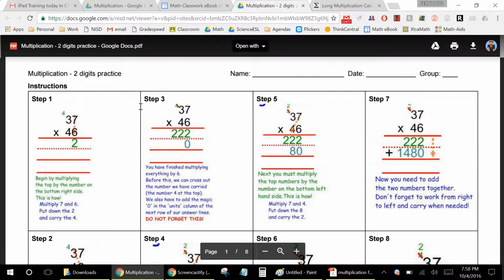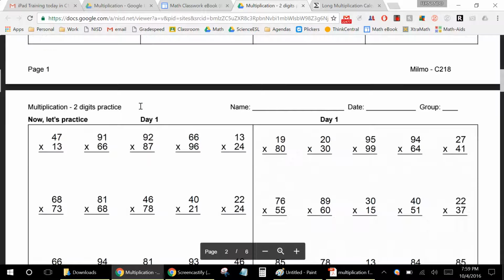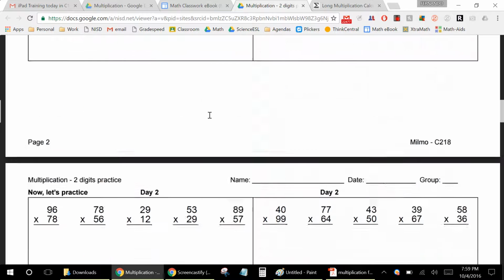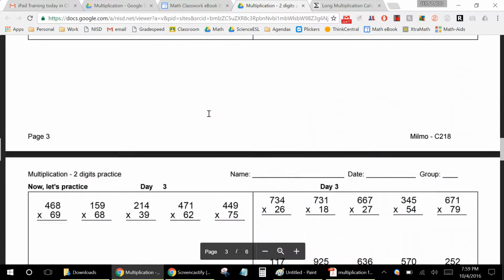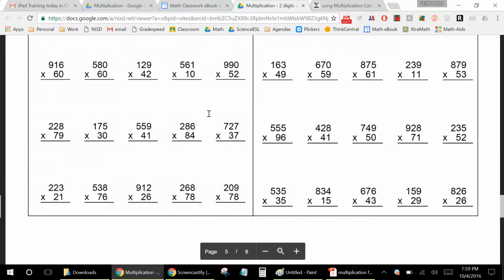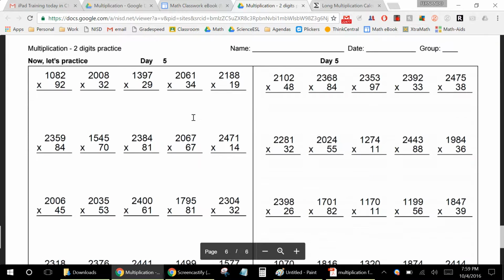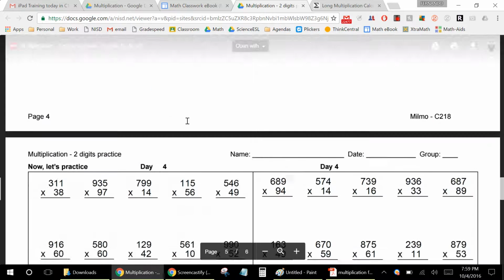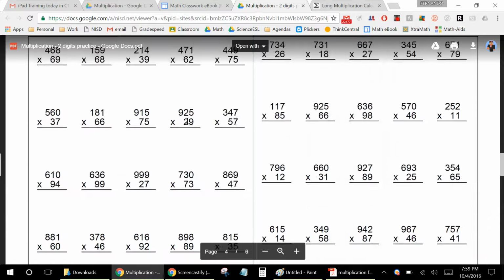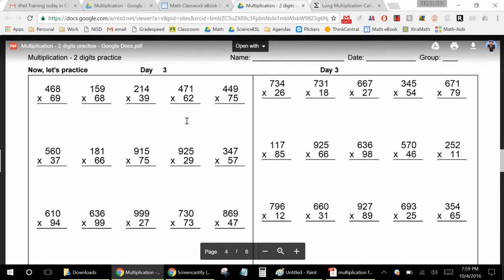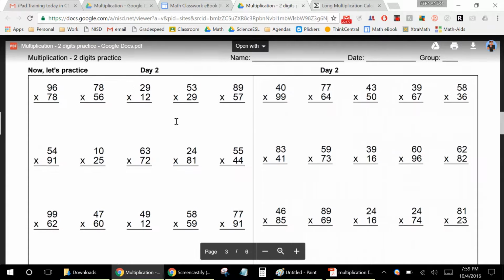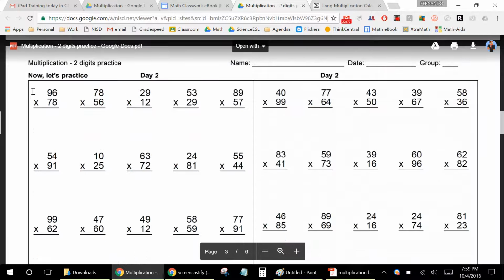Please notice the first thing that you should observe is that there are several days. This is day 1, day 2, day 3, day 4, day 5. I'm going to make it really simple, and we're going to do a few problems over here. So I'm going to start on the day 2 problem. Let's just take 96 times 78, okay?